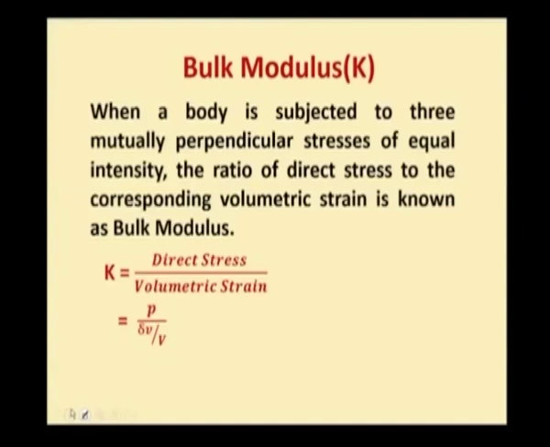Bulk modulus is indicated by the alphabet capital K. When a body is subjected to three mutually perpendicular stresses of equal intensity, the ratio of direct stress to the corresponding volumetric strain is known as bulk modulus. So, K will be direct stress divided by volumetric strain. Now, let us consider an object in the form of a cube.